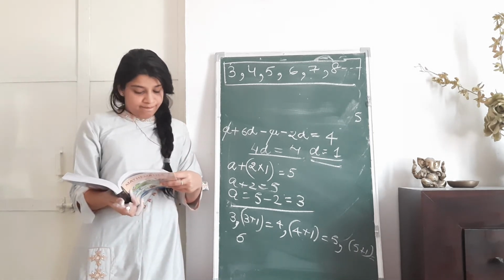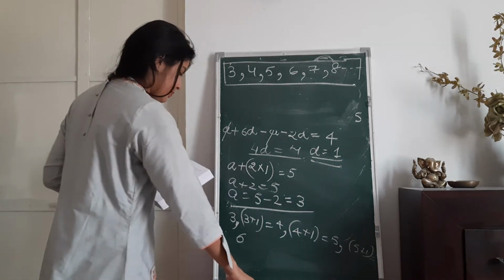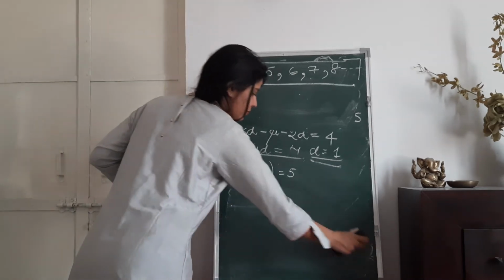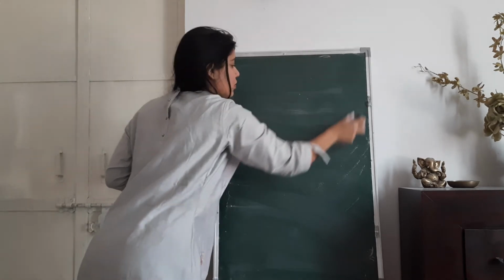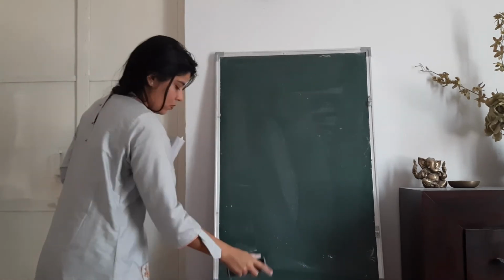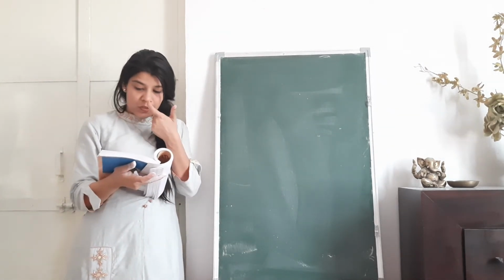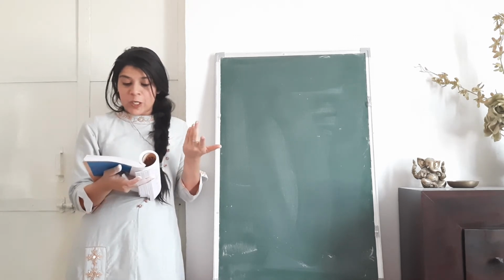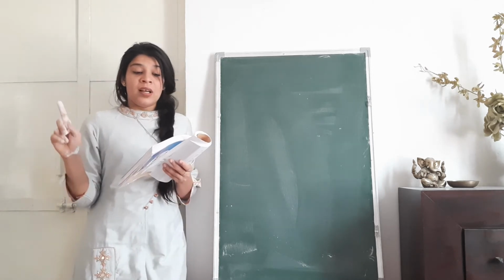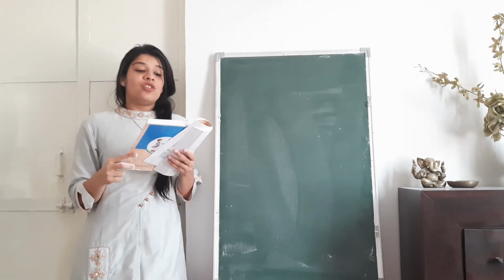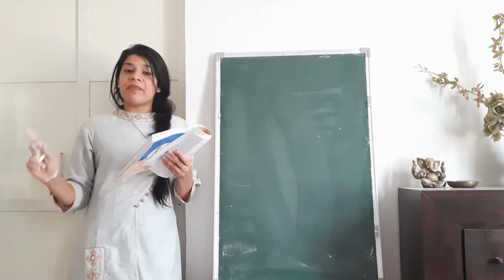Okay, let's move to the next question, that is example 6. Check whether 301 is a term of the list of numbers 5, 11, 17 and 23. Now in this question, read the question very carefully. Check whether 301 is a term of the list of numbers 5, 11, 17, 23.